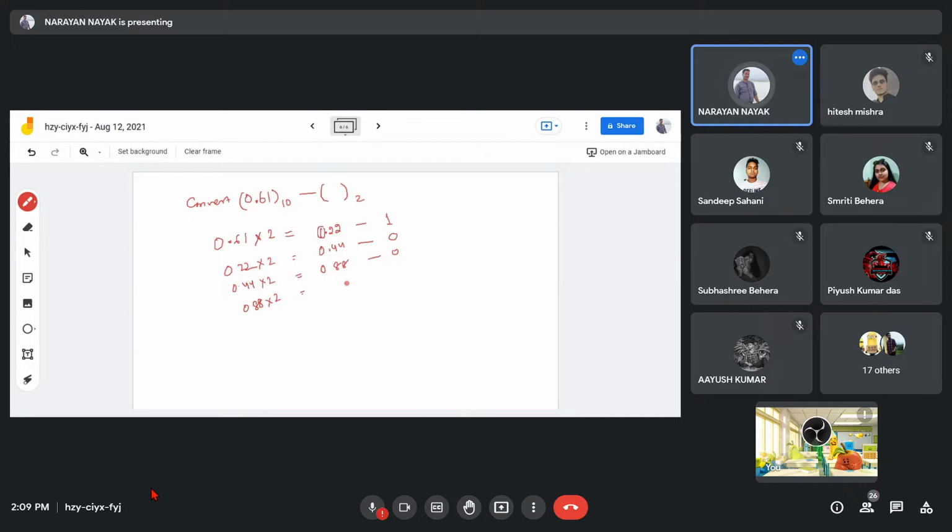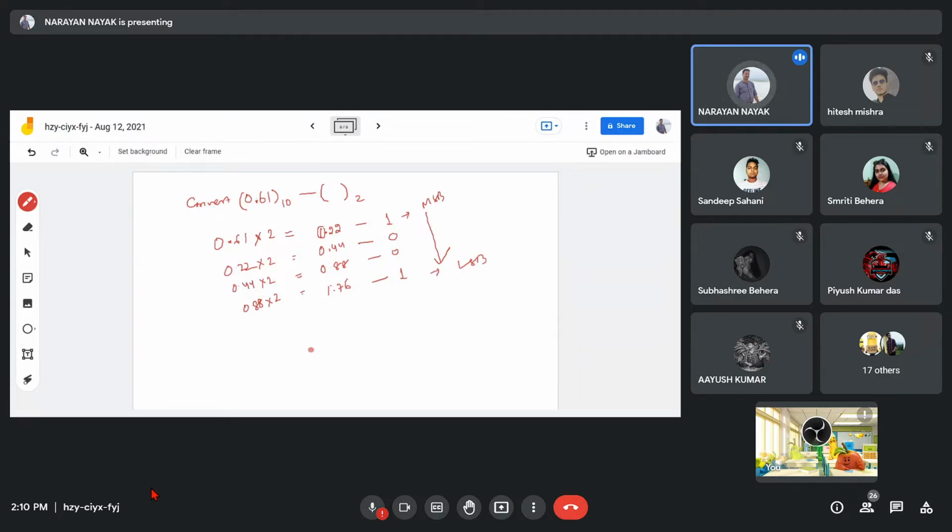Then we get 1.76. So what is the recorded bit? It is 1. Clear? Here the first one is MSB and it should continue. Four or five bits are sufficient. Clear? The first one I have taken as MSB and this last one I have taken as your LSB. You have to consider it this way.